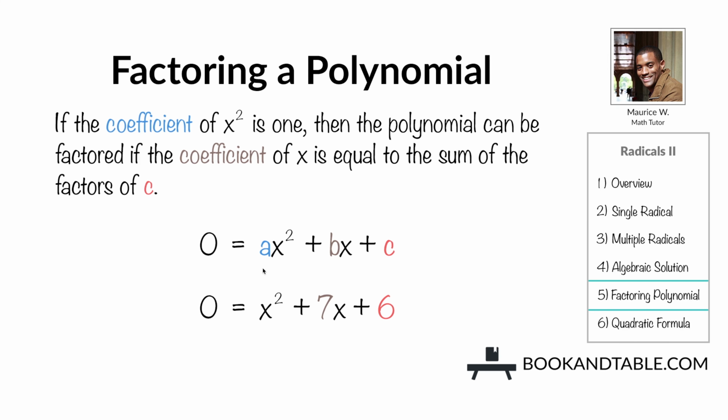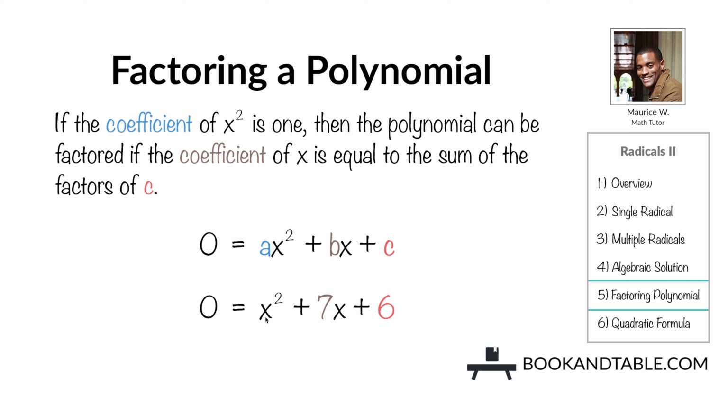If the coefficient of x squared is 1, then the polynomial can be factored if the coefficient of x is equal to the sum of the factors of c. So let's break this statement down a bit. First, we want the coefficient of x squared to be 1. If the coefficient is not 1, that doesn't necessarily mean that it can't be factored, but it makes it a lot harder to factor the polynomial. So for us, when we're going to try factoring, we want the coefficient of x squared to be 1. So that's the first good thing.